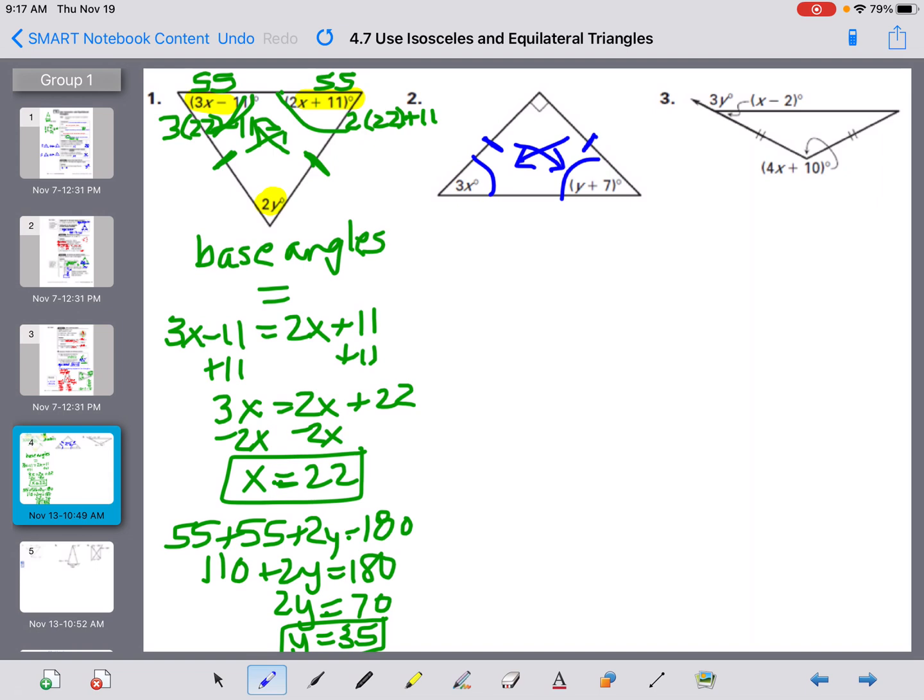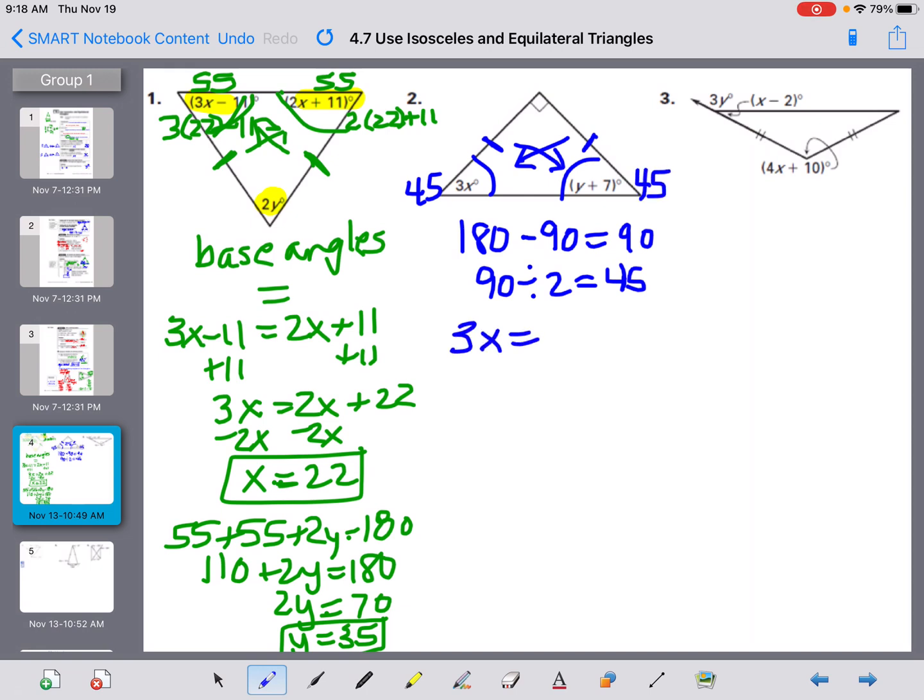Wait, it's a right triangle. I've already used up 90, right? Which leaves me with 90 on these other 2 angles. And those angles are the same. So if I take 90 and I divide by 2, both of those angles are 45. I've got 2 separate equations. I don't have to do this.